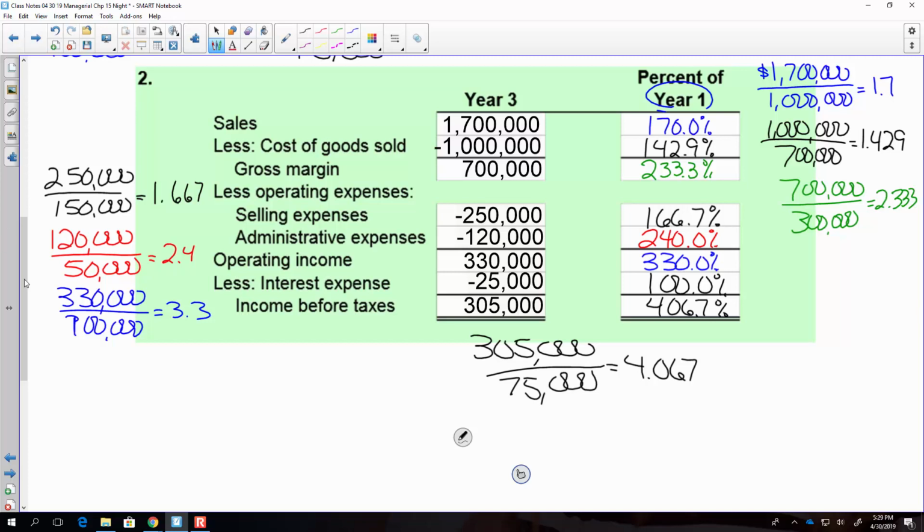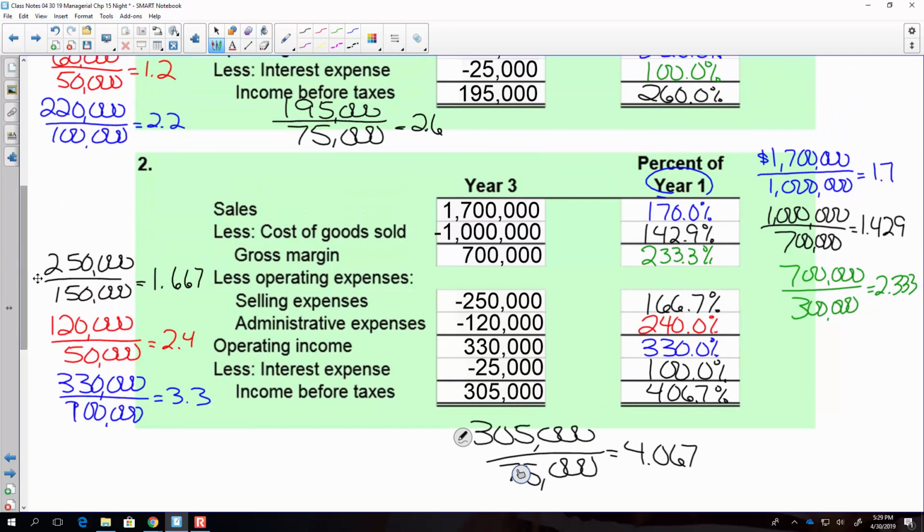It's even more of an improvement since year 2. So obviously this company is going in the right direction. So that's the horizontal analysis with a base year percent computation.